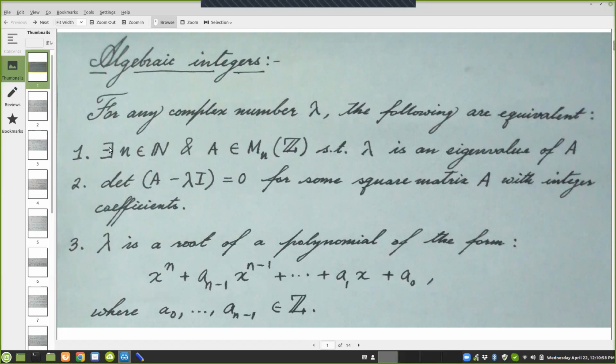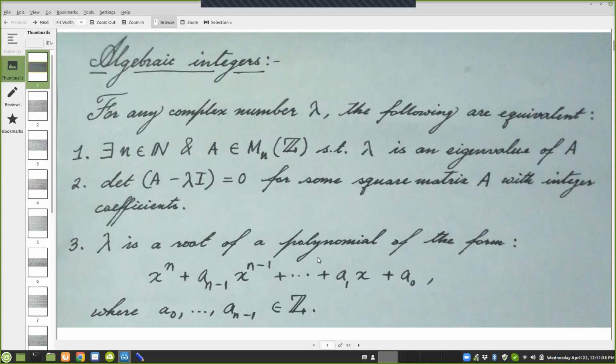First of all, the equivalence of 1 and 2 does not require any proof because in any first course of linear algebra, it is discussed that an eigenvalue of a matrix is, if and only if, a root of the characteristic polynomial. And to see 3 from 2, we need a polynomial which has lambda as a root, so the characteristic polynomial of the matrix A will do the job, and since A has all coefficients in Z, the characteristic polynomial, which is always a monic polynomial, will have coefficients from Z.